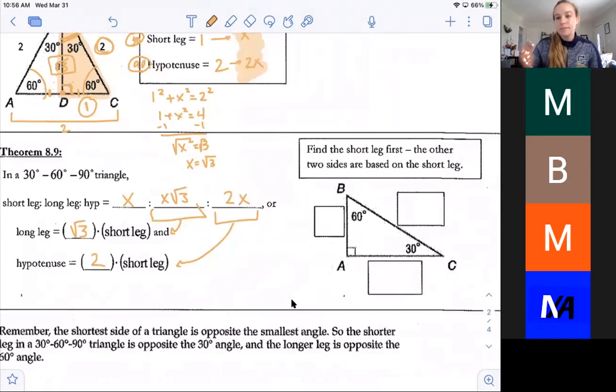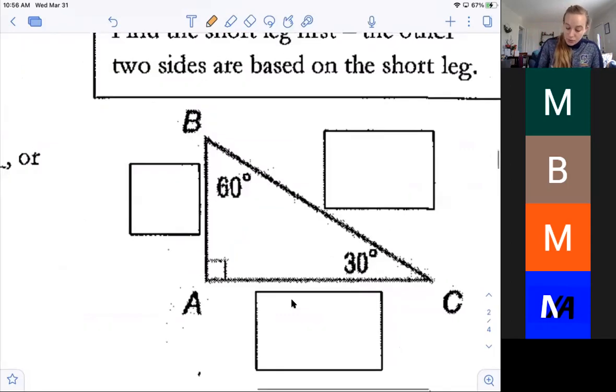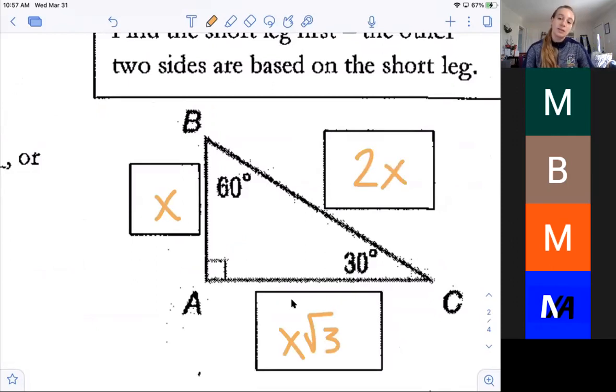Again, I'm trying to show you as many things. So if you hate the extended ratio, then you need to know those 2 things. If you hate everything I've talked about so far, let's put it on a picture and see if that helps us connect the dots. My short leg is across from 30, so that's x. My long leg is across from 60, so that's x root 3. And my hypotenuse is across from 90, so that's 2x.